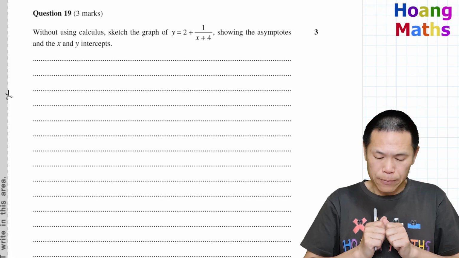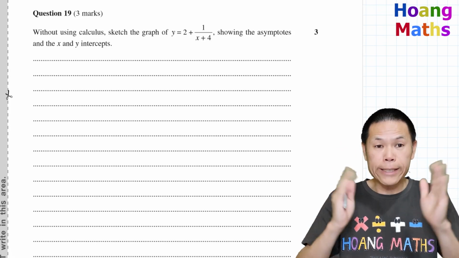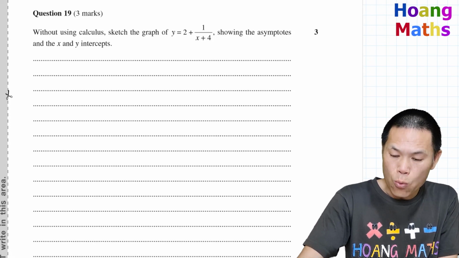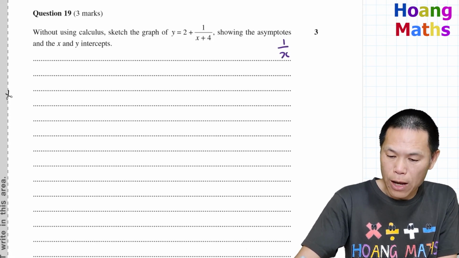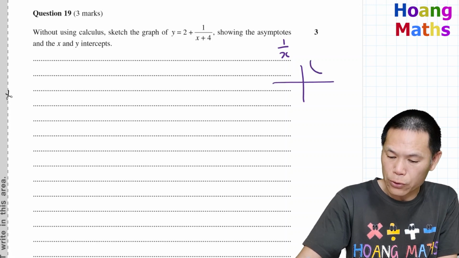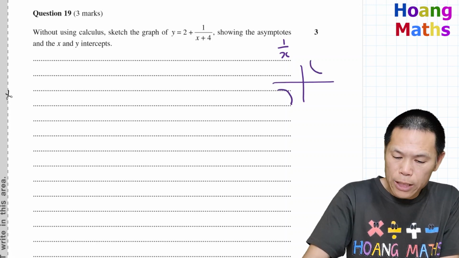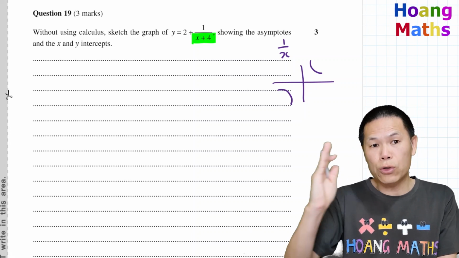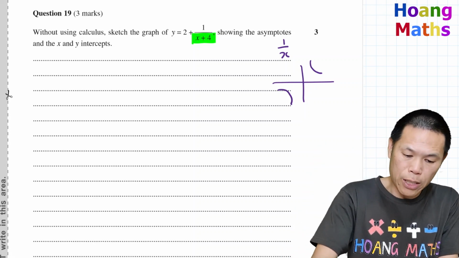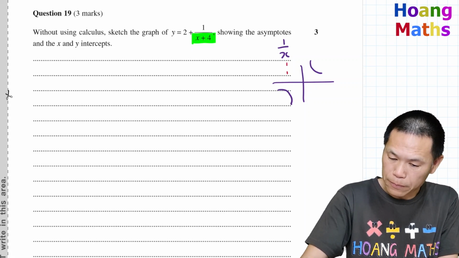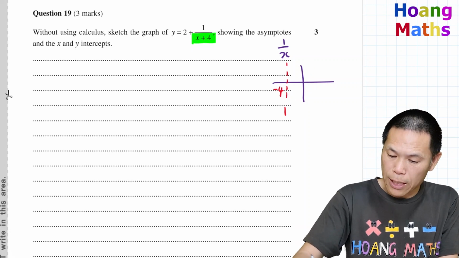Question number 19. To get this kind of graph, first of all, we need to recognize this: 1 over x, the graph would be like this. I'll just do a quick sketch for you so you can see what it is. When x plus 4 is underneath, the graph is shifted 4 units to the left. So keep that in mind. In other words, it's shifted 4 units to the left here, so that's negative 4. That means the graph is like this.